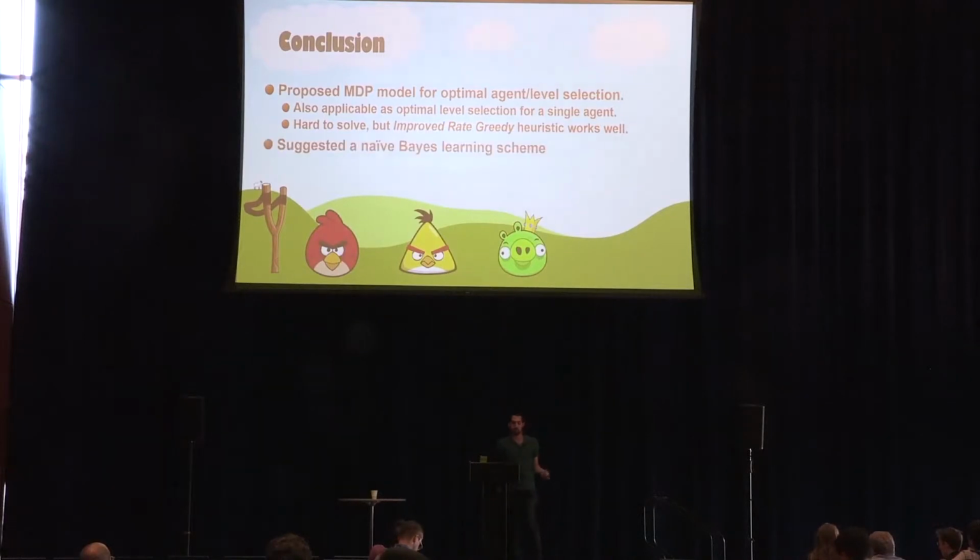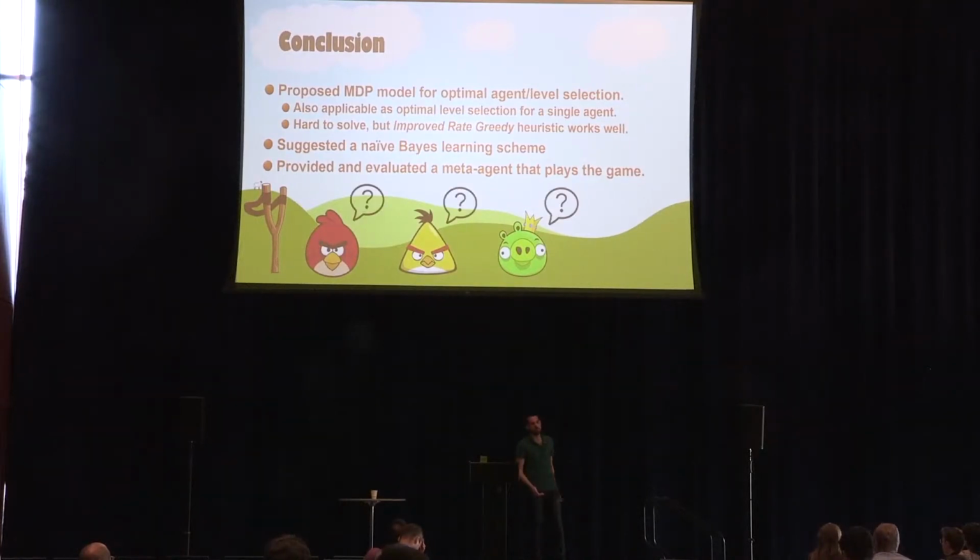domain. And we suggested a naive Bayes learning scheme, which we can combine with our MDP model. And finally, we provided and evaluated a meta agent that actually plays the game and does that quite well. So I'm done, and if you have some questions, I'll be happy to answer them.